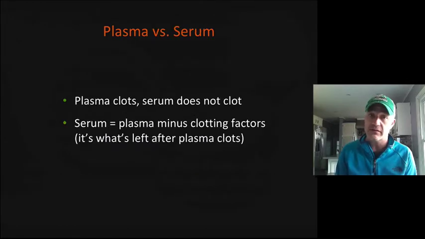If you take this plasma and spin it down really fast in a centrifuge, you can get rid of all the plasma proteins, and you're left with just pretty much the plasma, which would have the antibodies and everything, minus the clotting ability. That's what serum actually is.